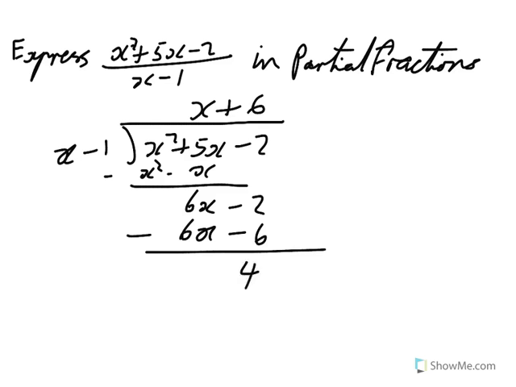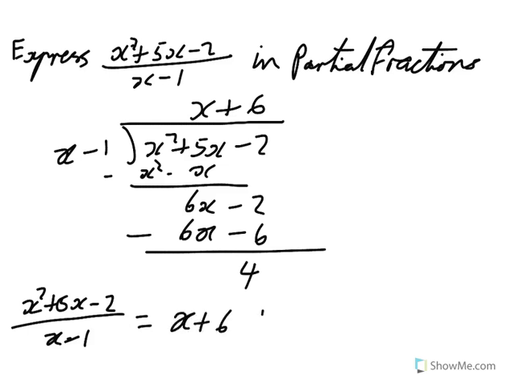Alright, so what have we got? We've got x plus 6 then, so x squared plus 5x take 2 on x take 1 is equal to x plus 6 and 4 over x take 1. Now that bit on the end there, we don't actually need to do anything more with that because that's as low as it can go. Alright, so there's partial fractions.